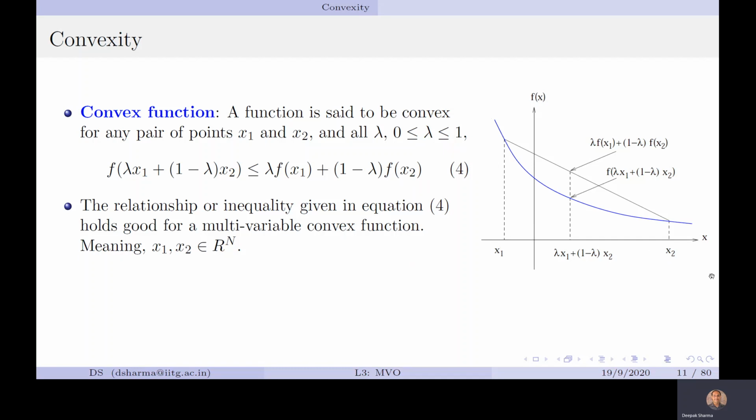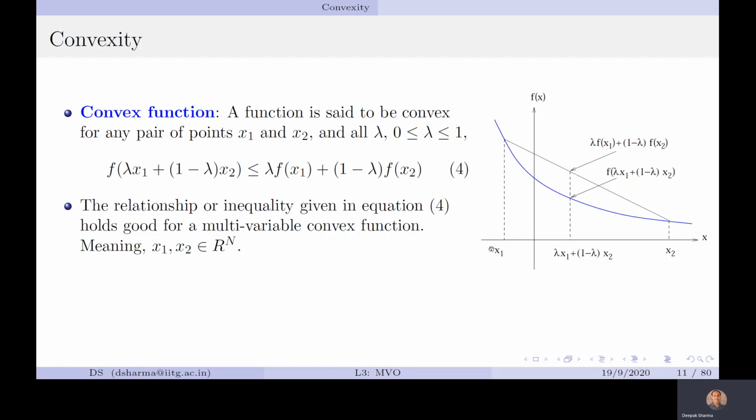So let us understand with the help of a single variable function. The blue curve is a function. Now you can see on the x-axis we have x1 and x2. We are making this relation as lambda x1 plus 1 minus lambda x2, which is a kind of scaling. Then I get this particular point. Then if I draw a vertical line, wherever it intersects the blue line, you will get a function value as f of lambda x1 plus 1 minus lambda times x2.